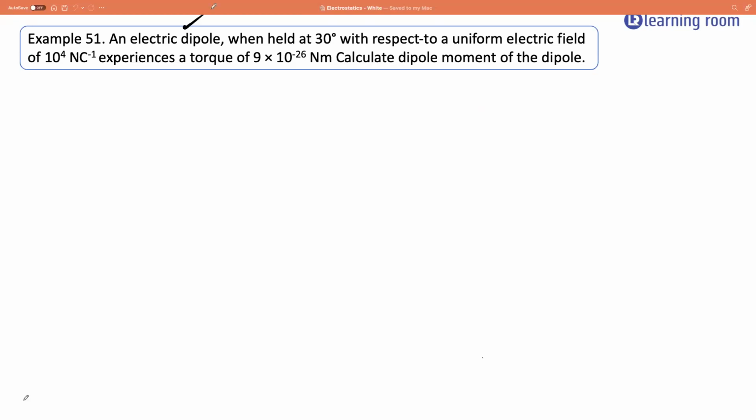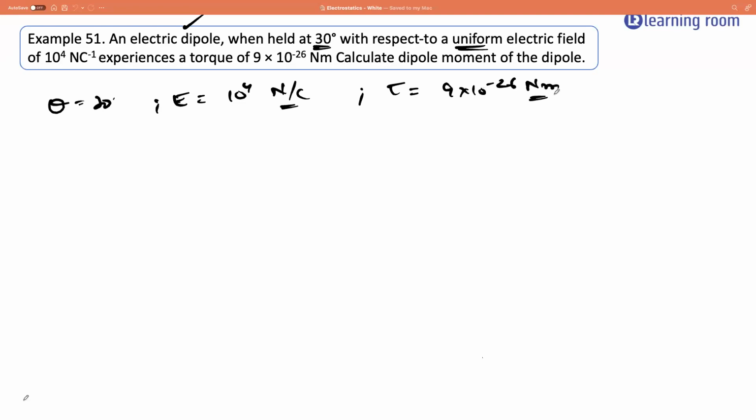So an electric dipole, when held at 30 degrees, so theta is equal to 30 degrees, and underline the word with respect to the uniform electric field of 10 power 4 Newton per Coulomb, experiences a torque of 9 into 10 power minus 26 Newton meter. Calculate the dipole moment. So what is the answer?